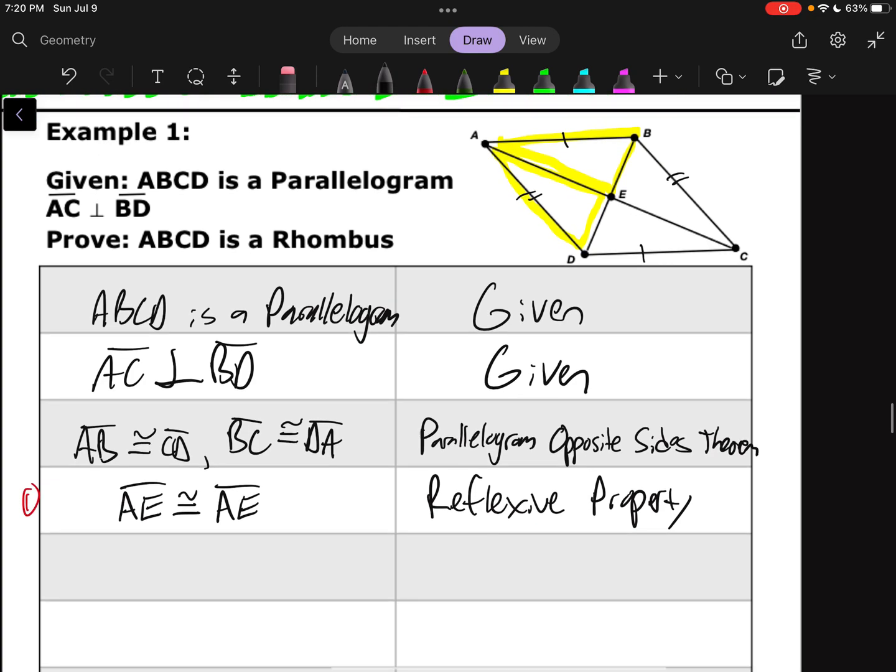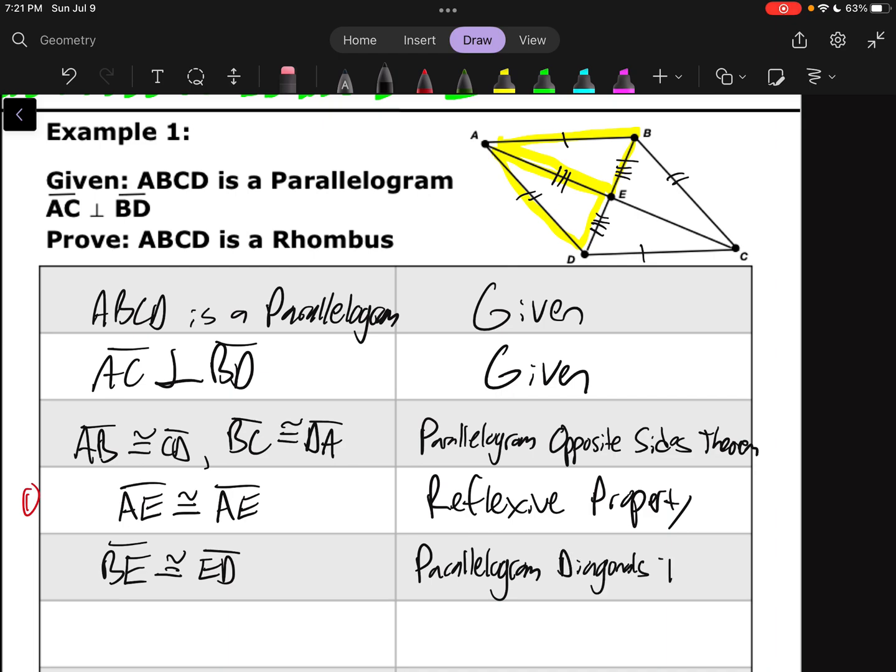Another set of congruent things that I could get is that BE is congruent to ED. Sorry, let me mark what I've got there. I should know that this is congruent to this because of the parallelogram diagonals theorem. Remember, all diagonals in parallelograms bisect each other, according to the parallelogram diagonals theorem. So that is two congruent things.